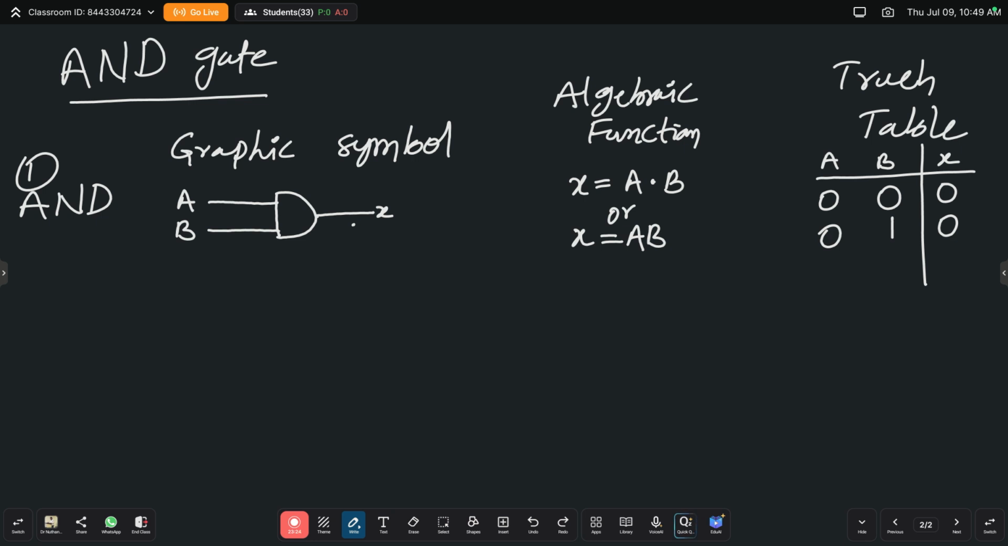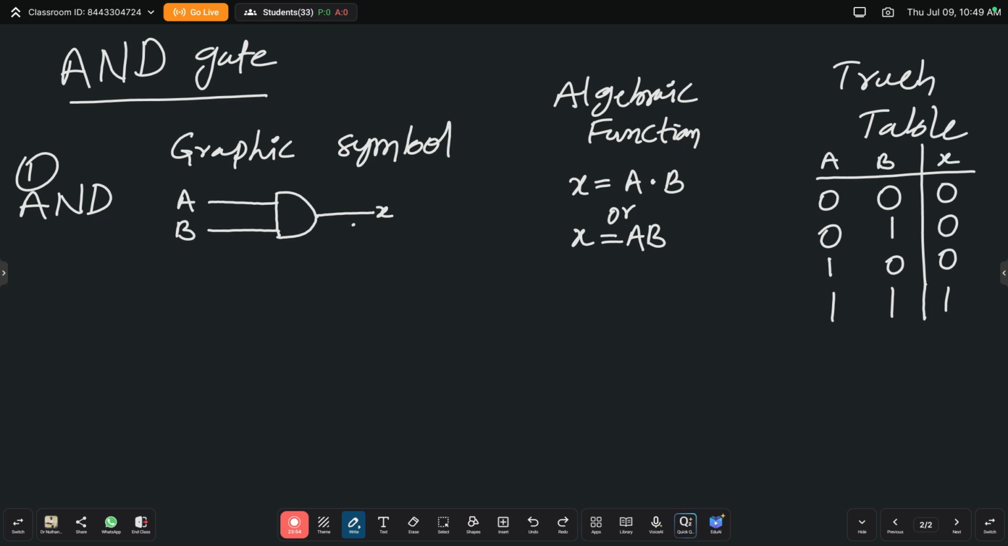So voltage, right? Then high voltage, high voltage, output is high voltage. So true. The truth table, true or false. So this way you can understand the truth table. Clear? So next one.